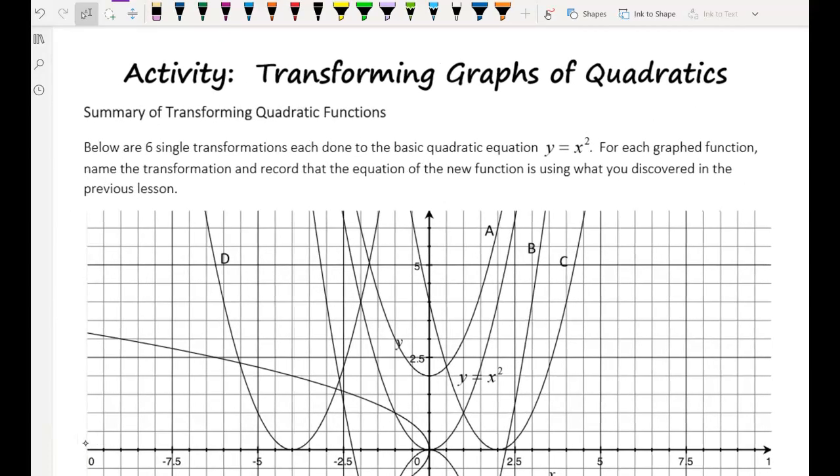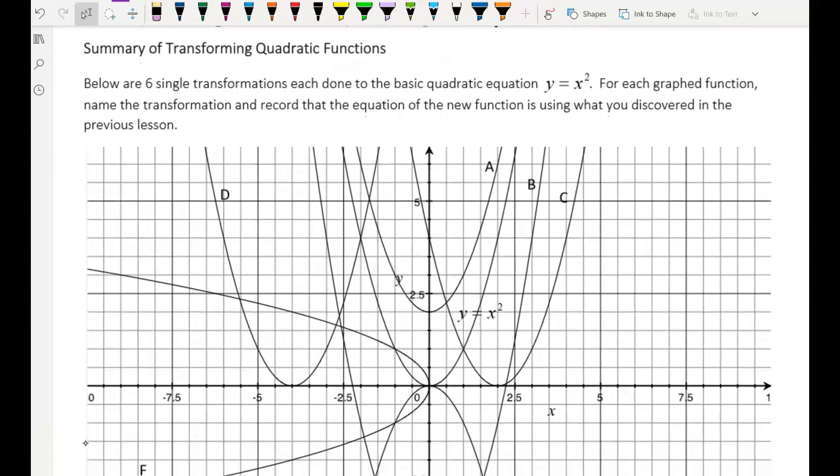So it says, below are 6 single transformations, each done to the basic quadratic equation y equals x squared. And we should know that y equals x squared is the same thing as saying f of x equals x squared. For each graph function, name the transformation and record the equation. There's a couple extra words in here. Record the equation of the new function using what you discovered in the previous lesson.